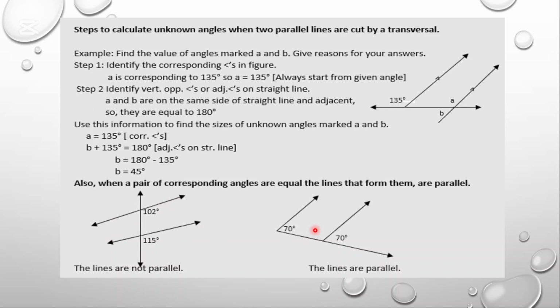Now look at the second figure here. 70 and 70. They are corresponding angles. Right hand side of the line, right hand side of the line. Okay, so the lines are parallel. If the corresponding angles are equal, the lines are parallel.